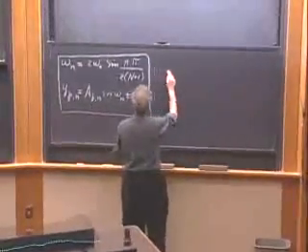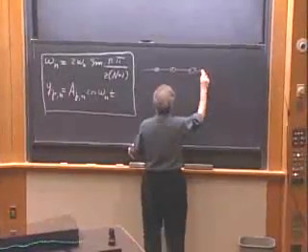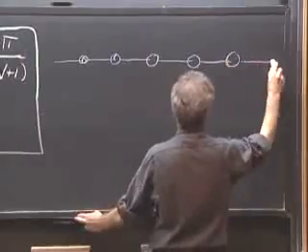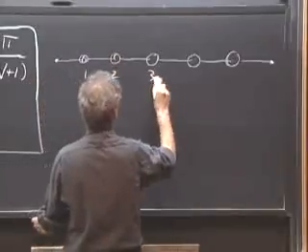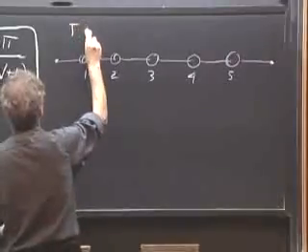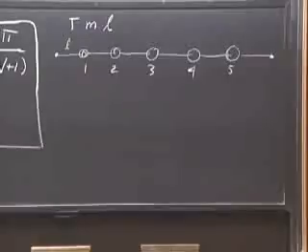I'm going to have 5 beads on a string: 1, 2, 3, 4, 5, fixed here. The tension is T, the mass of each one is M, and the separation between them is L. And so N is 5.